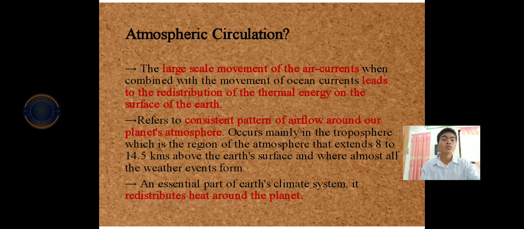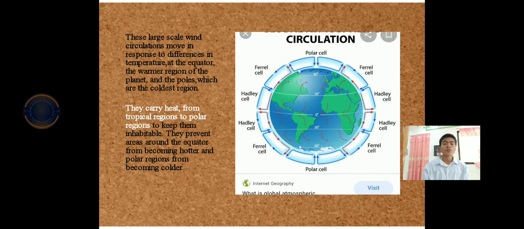As we moved on, these large-scale wind circulations move in response to differences in temperature at the equator, the warmer region of the planet, and the poles, which are the coldest region. They carry heat from tropical regions to the polar regions to keep them inhabitable. They prevent areas around the equator from becoming hotter and polar regions from becoming colder. That is the number one rule of our atmosphere and also of atmospheric circulation.